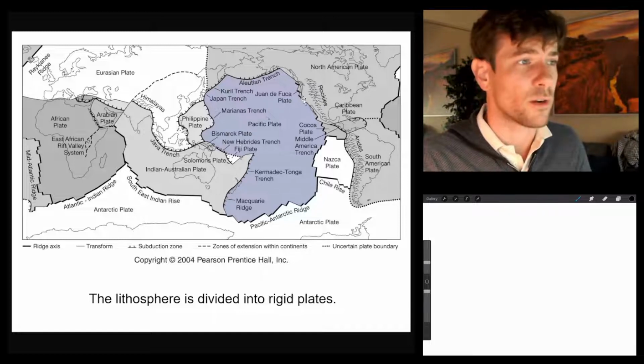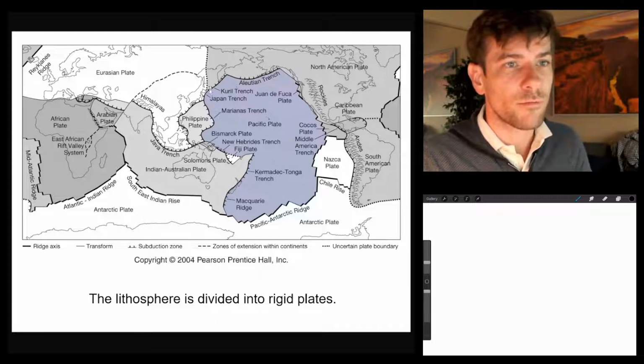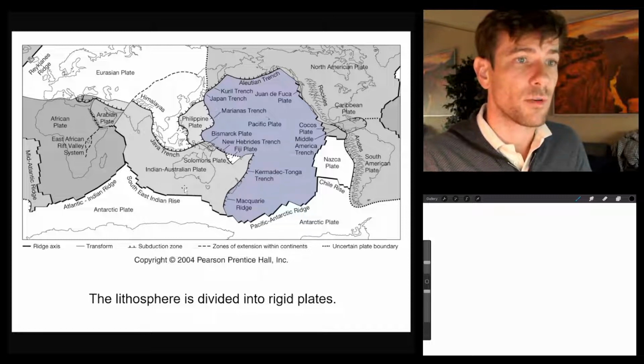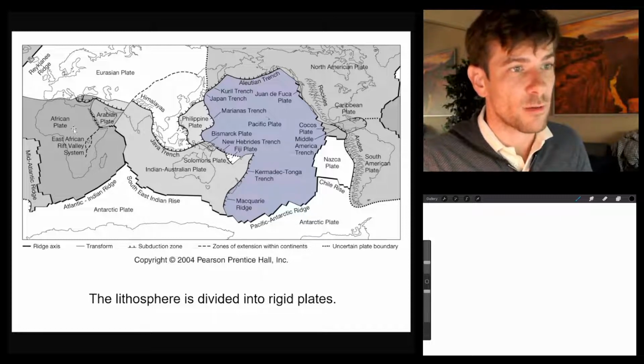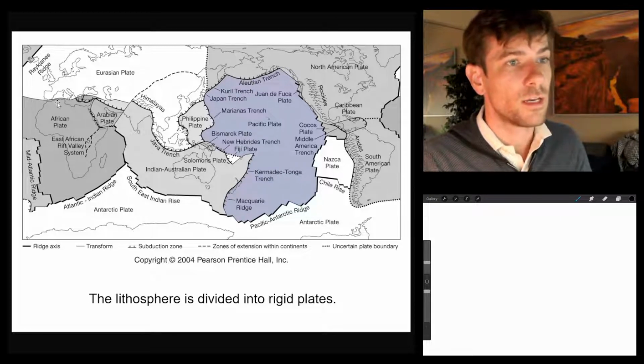There's a very small one up here, the Juan de Fuca plate. But what we're really focused on here is these boundaries, right? The plates themselves are pretty stable. You can see here that the African plate, for example, contains a large amount of continental crust, Africa, but it also contains a bunch of oceanic crust.